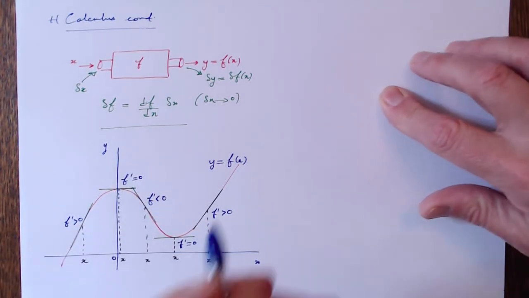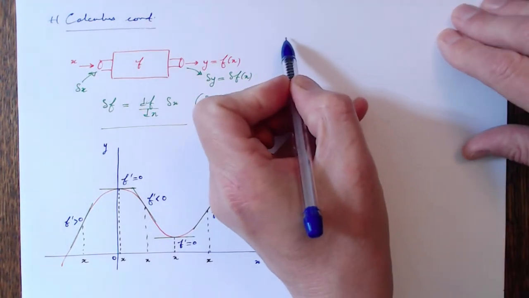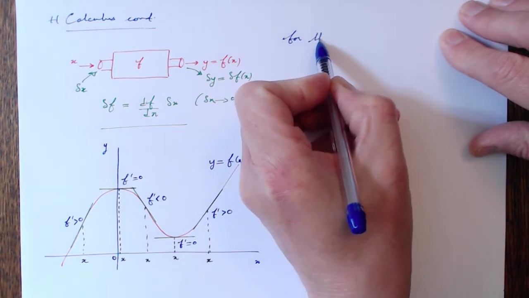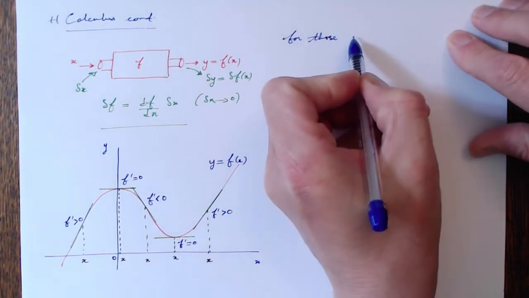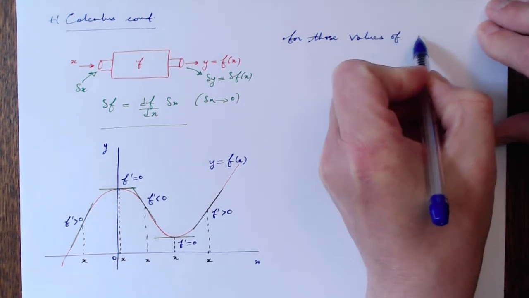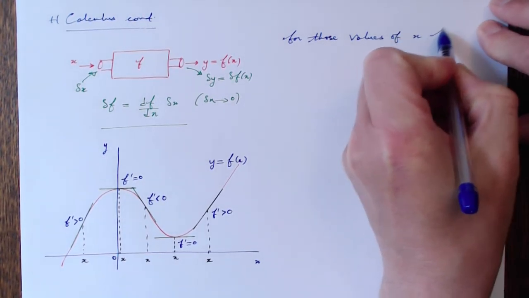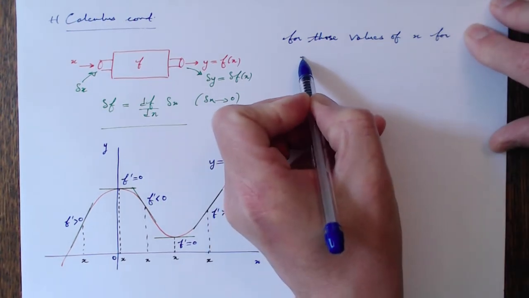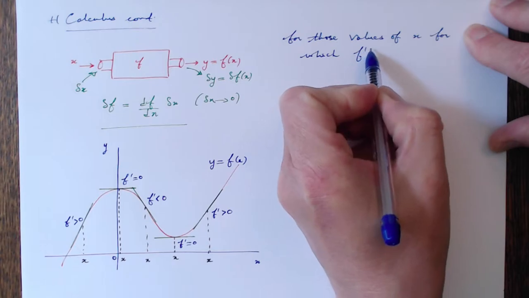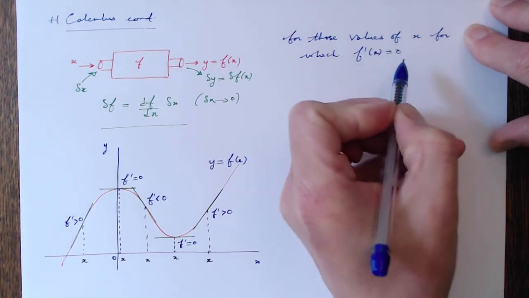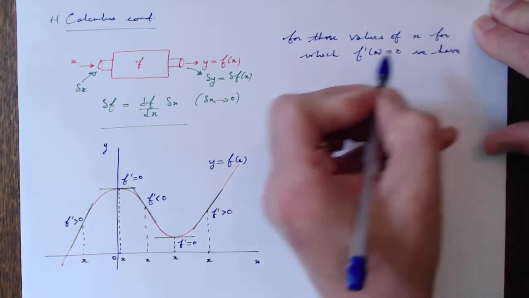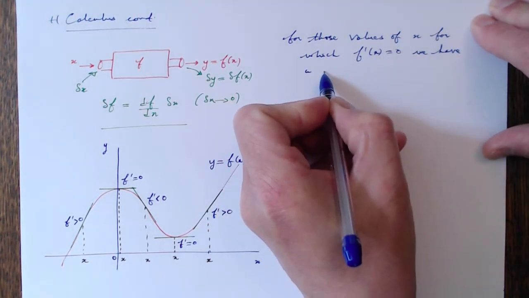And that is our definition of stationary points. So for those values of x for which f primed of x is 0, we have a stationary point.